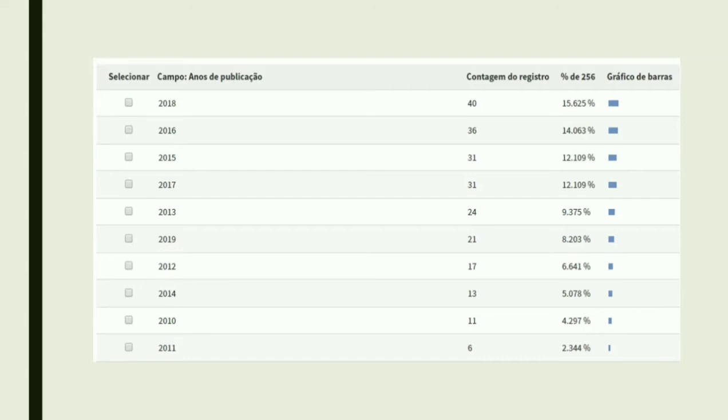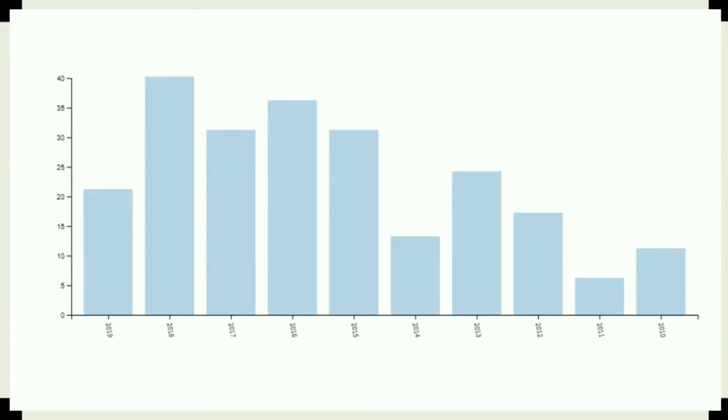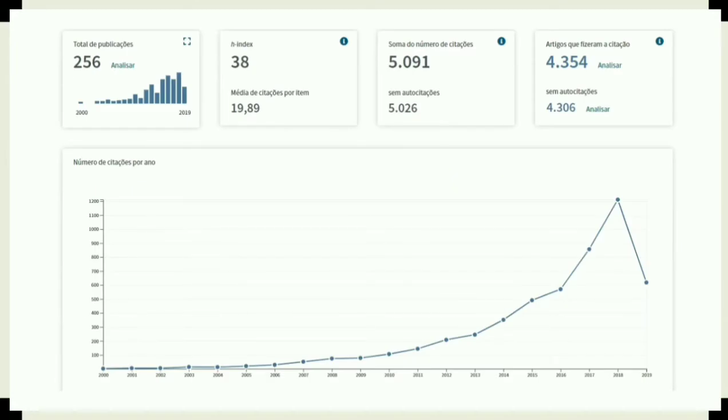Finally, the citations of the articles were analyzed. There were 5,091 citations of the 256 articles resulting from the consultation, which were made in 4,354 articles. The publications have an H-index of 38, that is, 38 articles were cited 38 times. All these data are shown in Figure 8, which also has a graph containing the number of citations from the year 2000 to the year 2019.